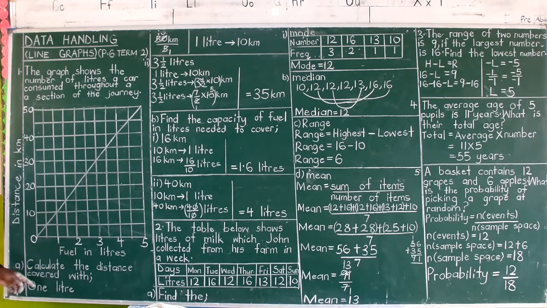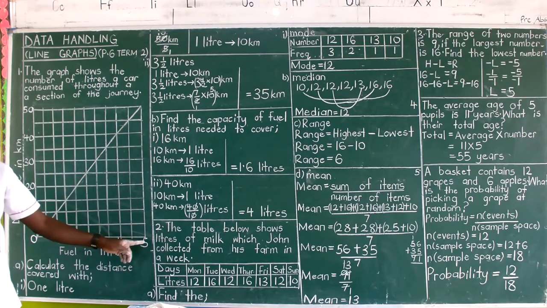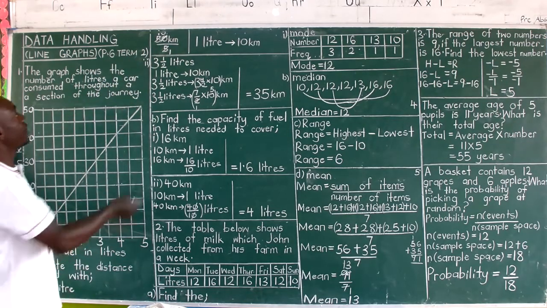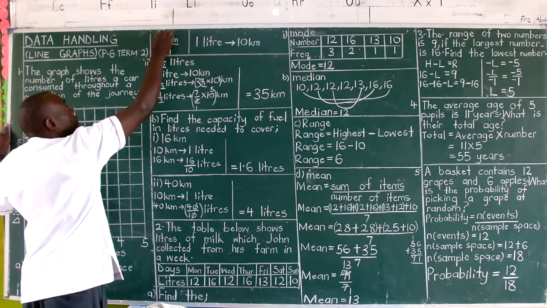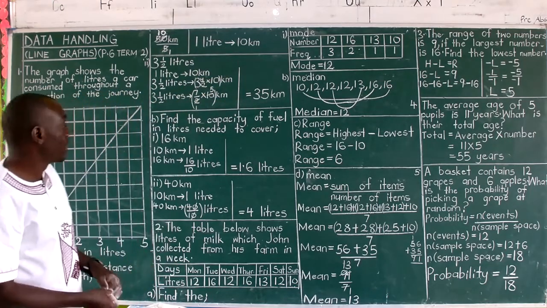Calculate the distance covered with 1 liter. We have already learned a liter does 10 kilometers. However, since the examiner told us to calculate, we look at the whole journey. The whole journey is 50 kilometers and is done by 5 liters. So you get 50 kilometers divided by 5. 50 divided by 5, you get 10. So we say 1 liter does 10 kilometers.